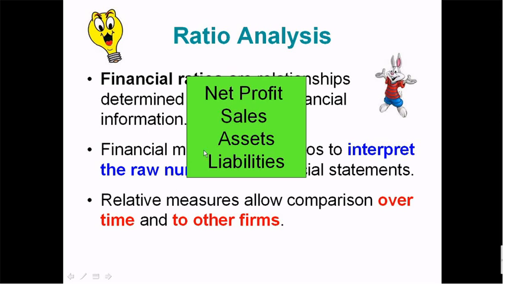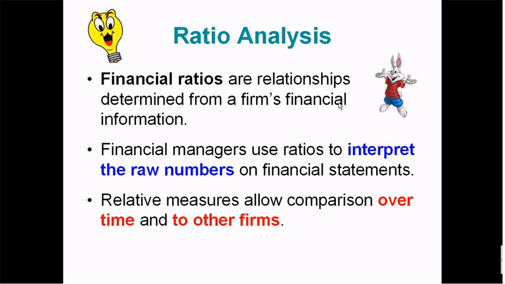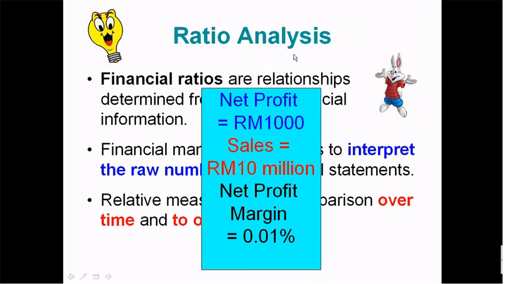Now, from the financial statements, let's say you see net profit, which is a particular figure. We may not be able to tell how the company is performing just by looking at the raw number. Say for example, we are looking at a company and we know that their net profit is 1,000 ringgit. If I ask all of you, do you think that 1,000 ringgit net profit is considered good profit or not? Some of you may say yes, some of you may say no.